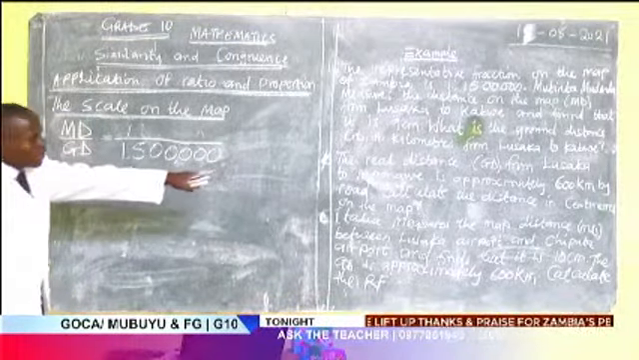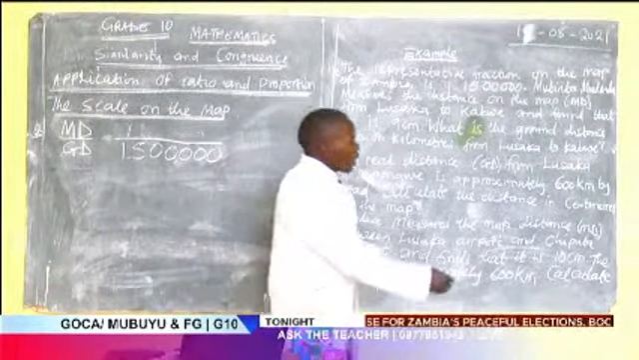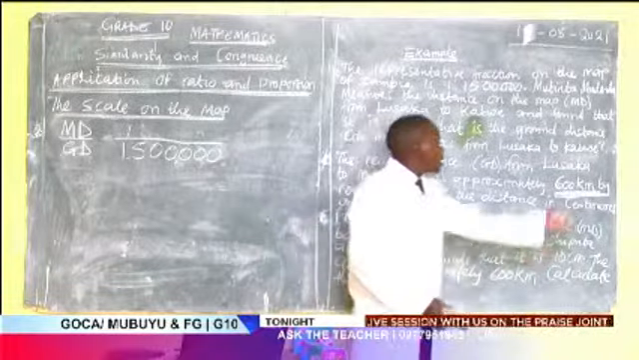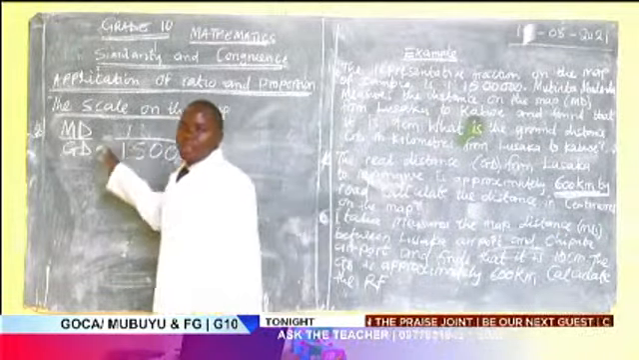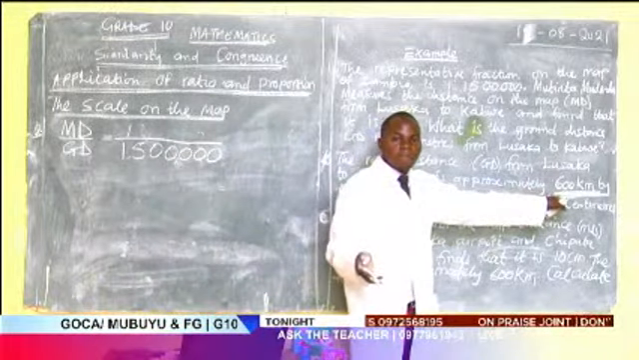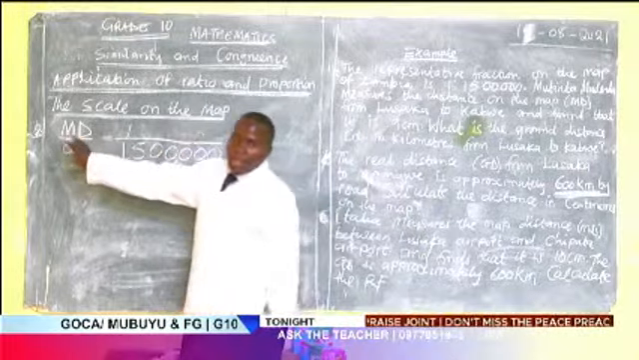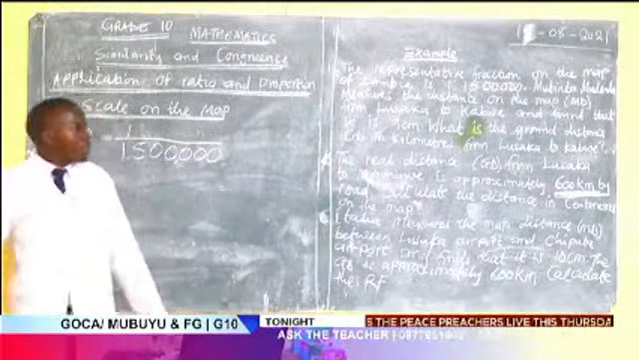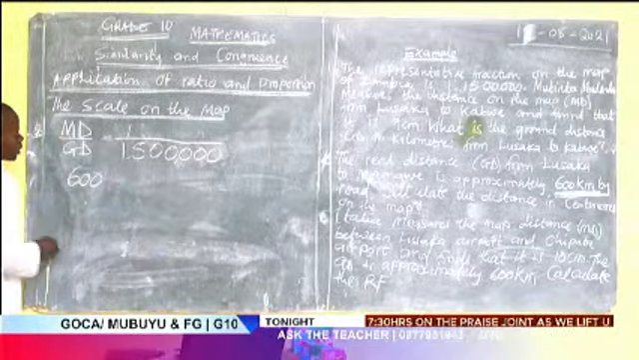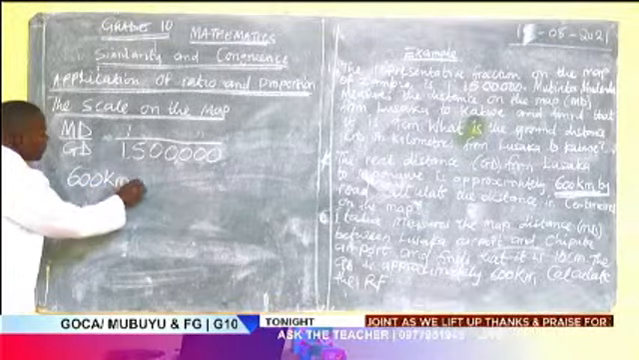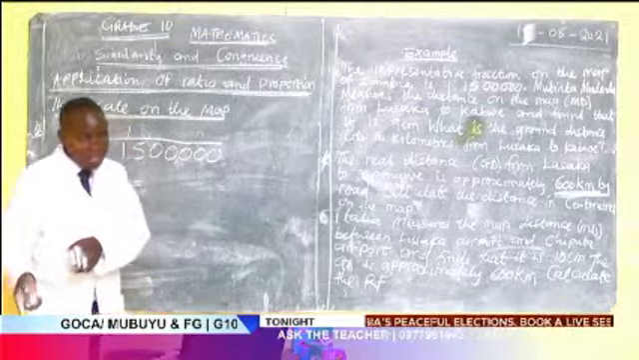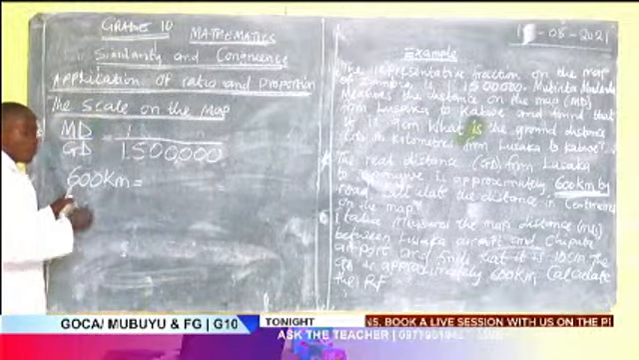So here, first thing first, what we have here is in kilometers. You cannot just get this one in kilometers and start putting it here. You have to convert this one, which is in kilometers, to centimeters, so that you have the same unit as we are solving. So how are we going to convert 600 kilometers? From kilometers to centimeters, you multiply by 100,000. So here we are going to multiply by 100,000.